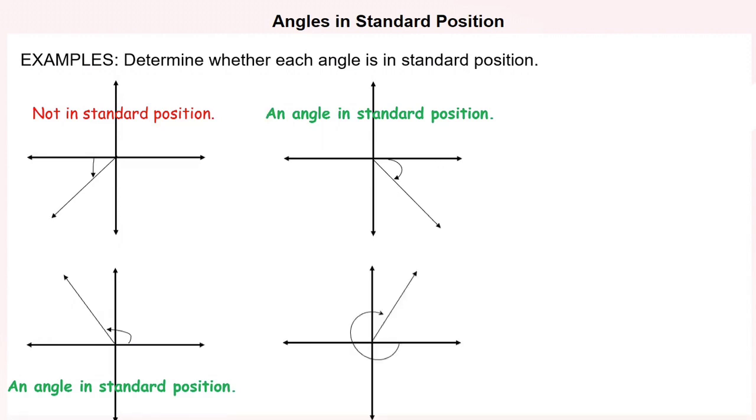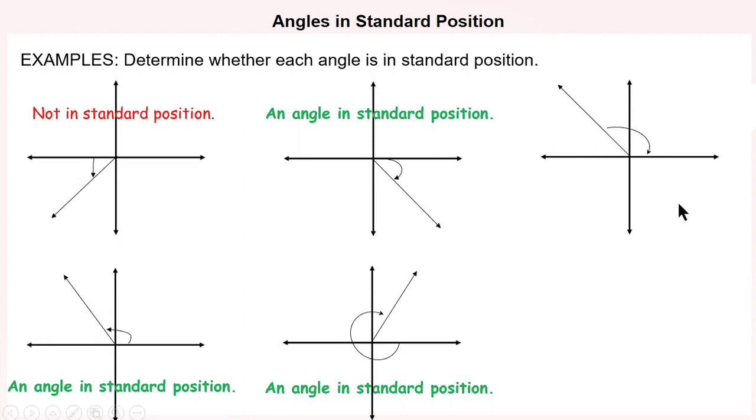Another example. This is also a negative angle since the direction of rotation is clockwise, and this is an angle in standard position. Initial side on the positive x-axis and vertex at the origin. However, this angle is not in standard position. Take a look at the position of the arrowhead.